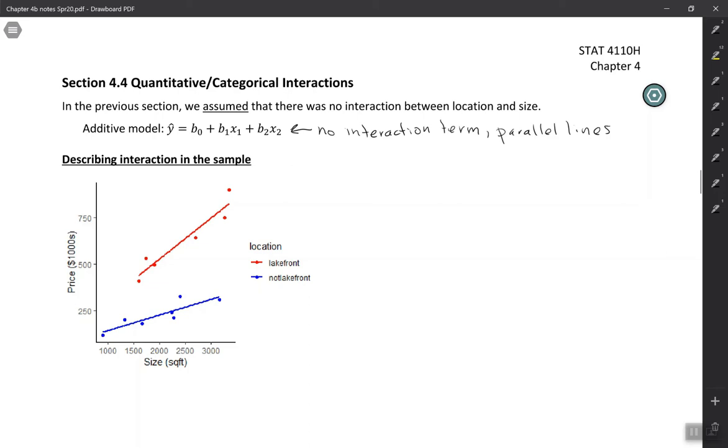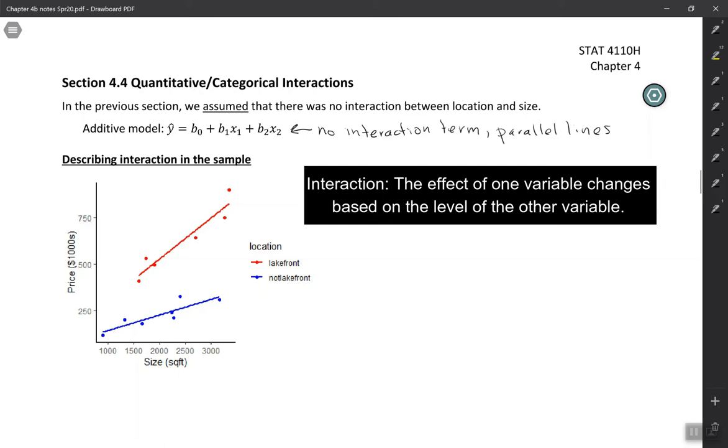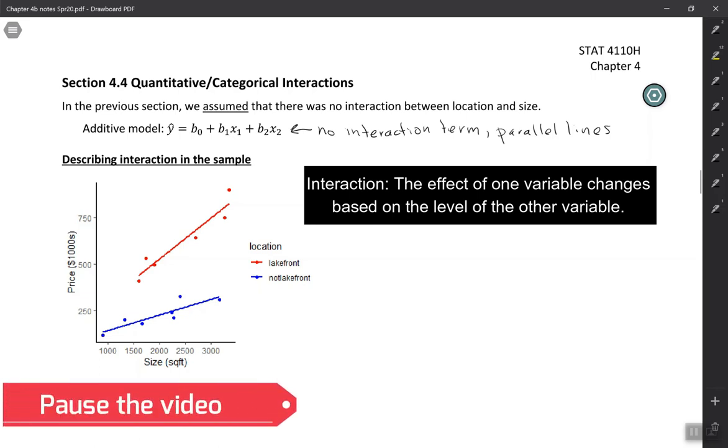So you've described interaction before in the context of categorical predictors. So I'm going to have you try to do it in this context where you have a quantitative predictor. Just to remind you what it means to have an interaction, interaction means that the effect of one variable changes based on the level of the other variable. Okay, so take a second, pause the video, and try to describe in context what this interaction looks like.